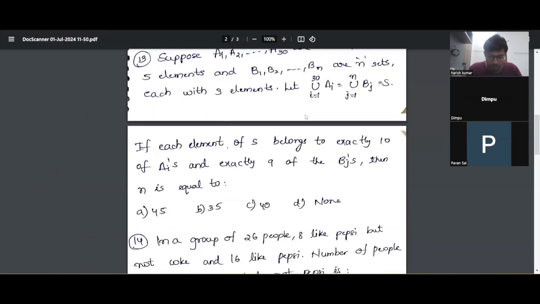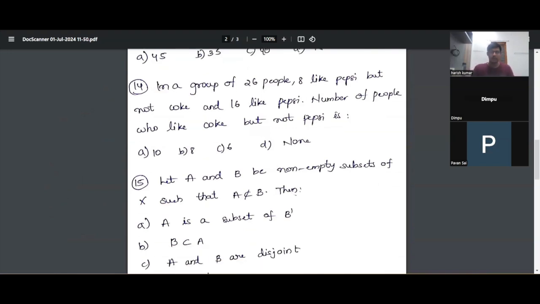All right. So in a group of 26 people, 8 like Pepsi but not Coke, and 16 like Pepsi. Number of people who like Coke but not Pepsi is?